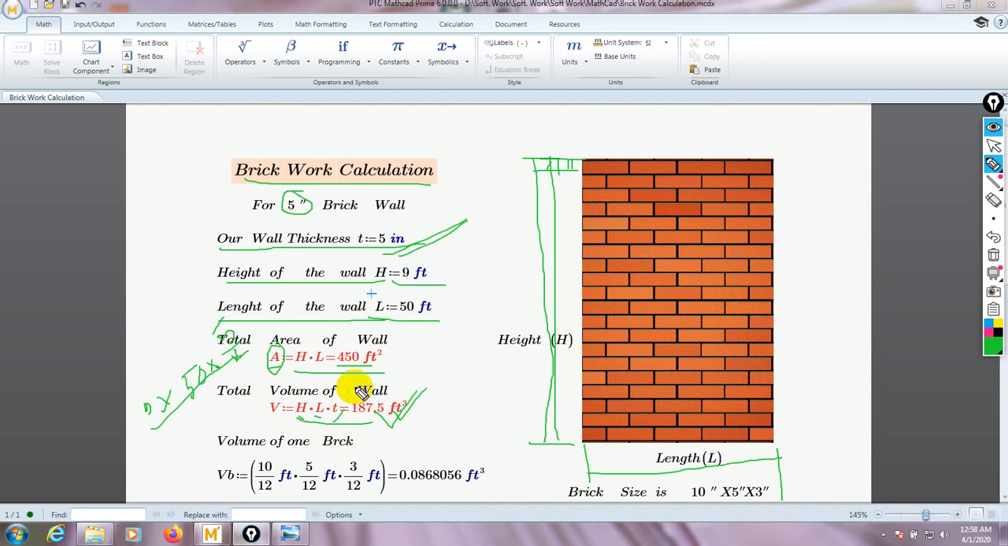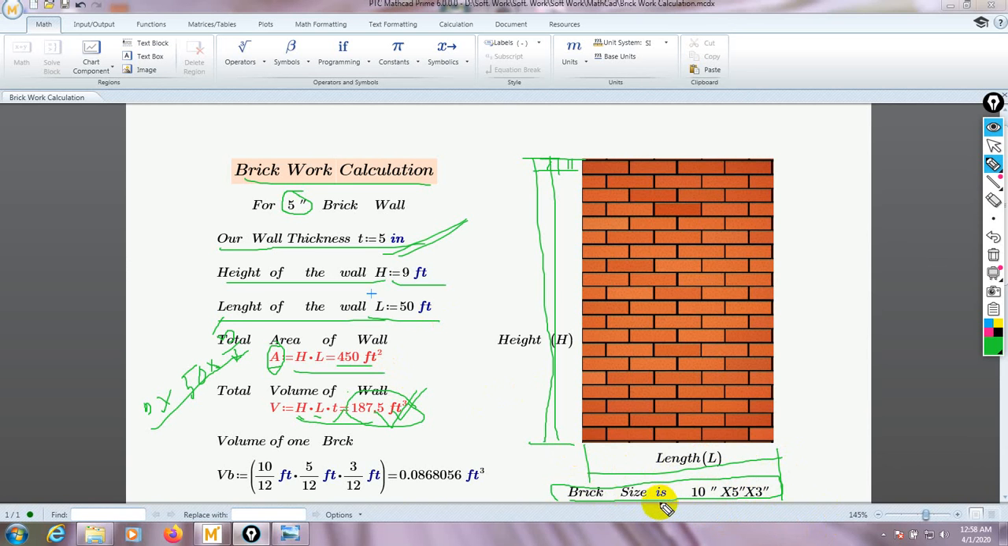After that we found our value. So here we have found the total volume of brick work. Now we can see that the standard brick size in our country is 10 inch into 5 inch into 3 inch. This is with mortar, not only brick. The standard size without mortar is 9.5, 4.5 and 2.75, but here we'll calculate with mortar.